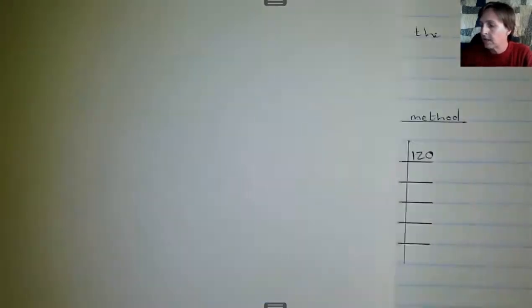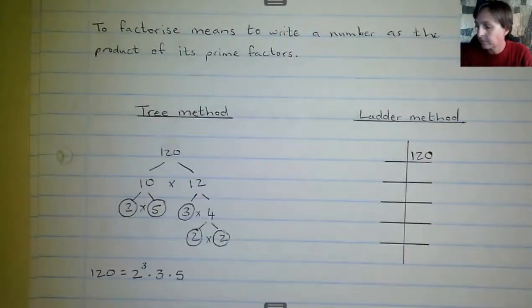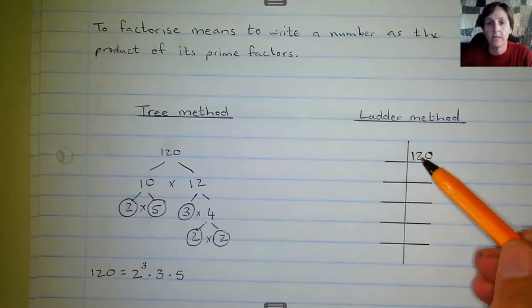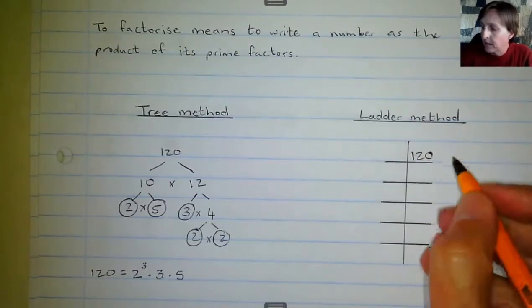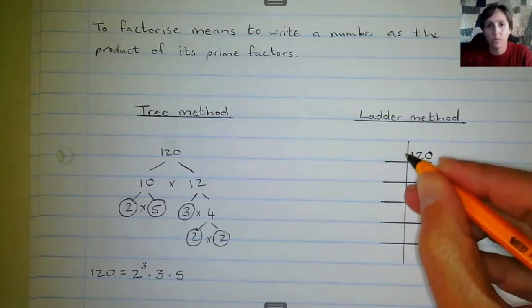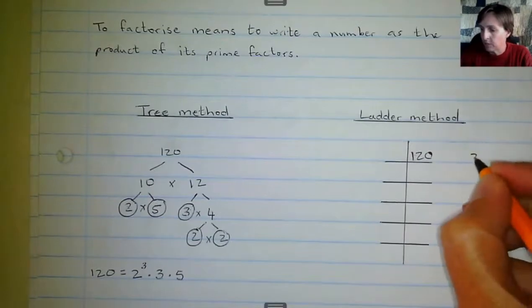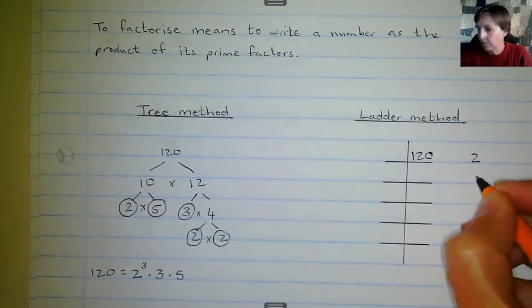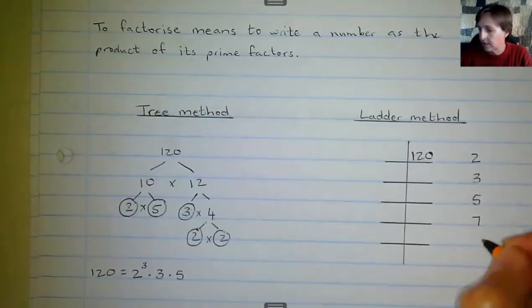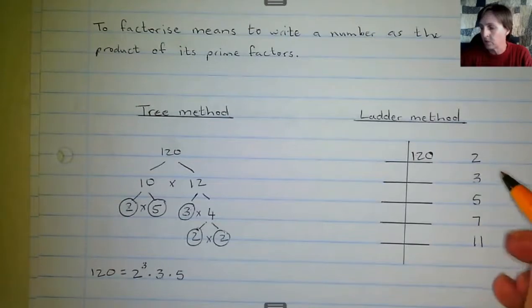Right, now let's have a look at the ladder method. The ladder method is the method that we prefer. So we draw a ladder and we write 120 on the right, and then I make a list of my prime numbers so that I can check what numbers I can divide my numbers on my ladder by. So my prime numbers are 2, 3, 5, 7, and 11. Those are my first 5 prime numbers, so let's use those.